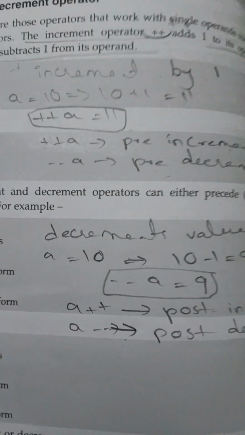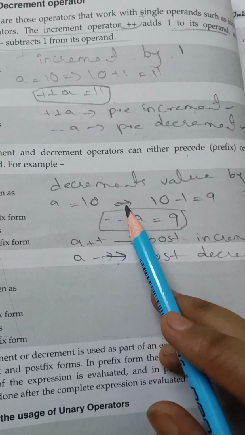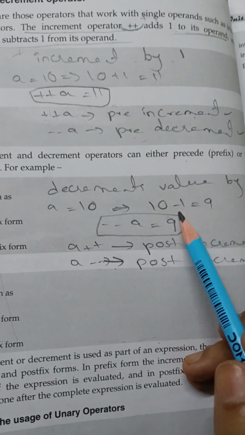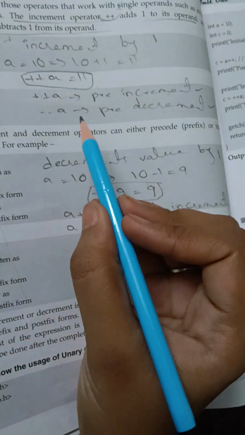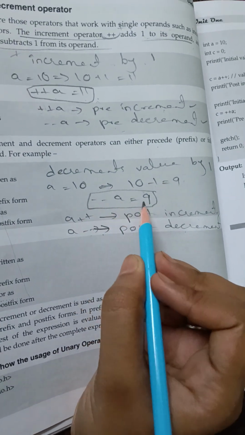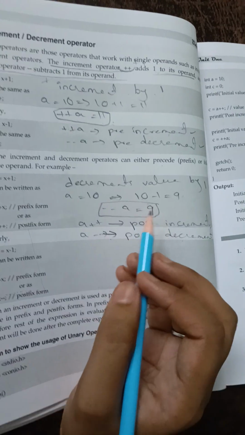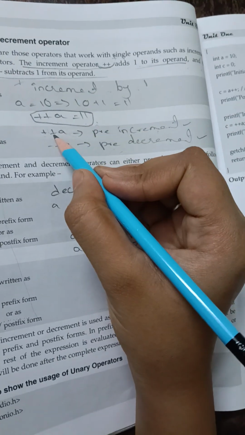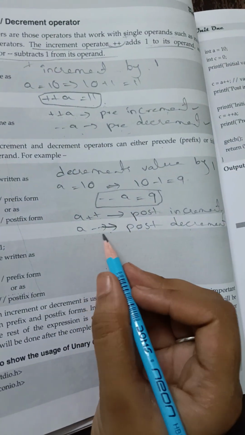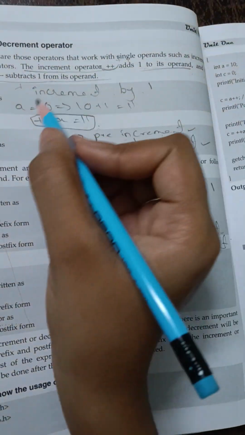Okay, write this. And decrement value by 1: a equals 10, arrow mark, 10 minus 1. Because it is a decrement, we have to minus 1. 10 minus 1 is 9. Same like this, we write plus plus a equals 11. Here we have to write minus minus a equals 9, because we have just subtracted 1 from 10. So here we write plus plus a, plus plus, minus minus a, minus minus: pre-increment, pre-decrement, post-increment, post-decrement. It is very simple.